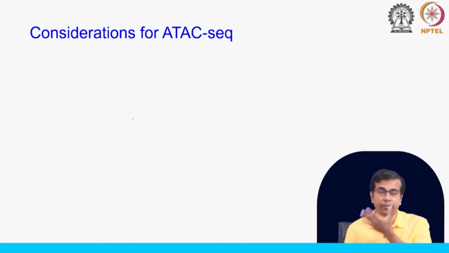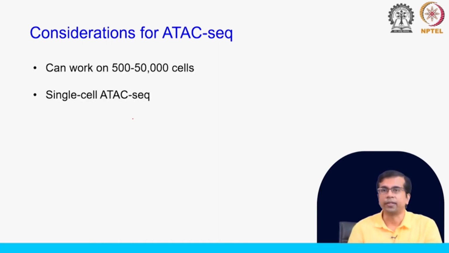Now, here are some considerations for ATAC-seq. What researchers have seen is that ATAC-seq can work on 500 to 50,000 cells. So, that is a very low number compared to the other methods that we have discussed so far, and this has recently been extended to single cell ATAC-seq. Okay. So, it means you can now take out genomic DNA from one cell, and you can do this ATAC-seq. Because this process works with very low amount of DNA, you can even work with single cell. This is not possible with other methods.